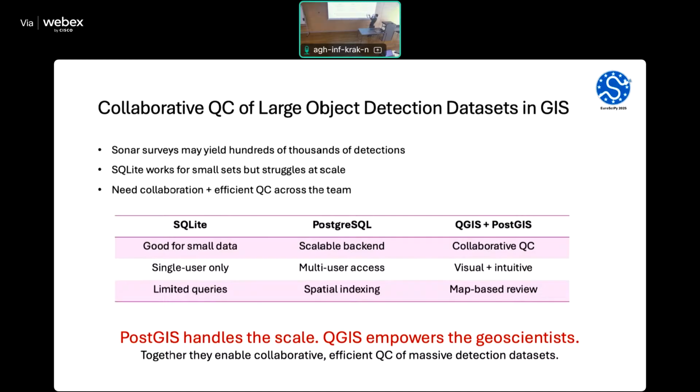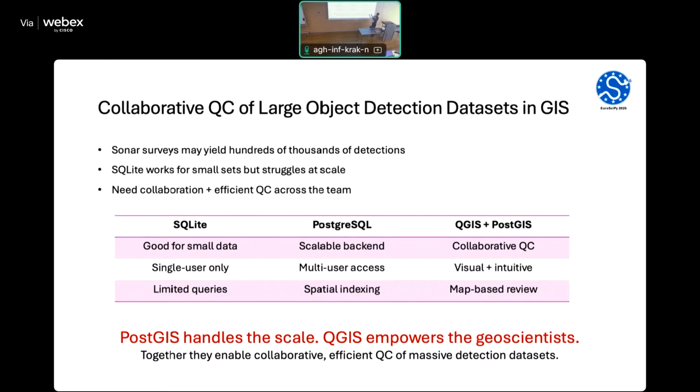So we have three options. We can go with SQLite, we can go with PostgreSQL. The problem with this is that a geoscientist doesn't see it. It's a good backend and gives a lot of flexibility. But the best way that has worked out for us is QGIS and PostGIS.